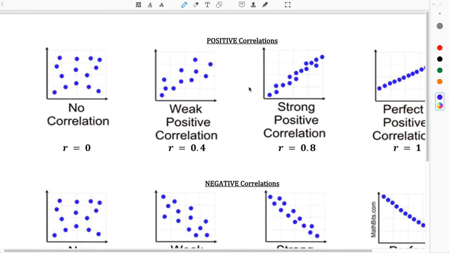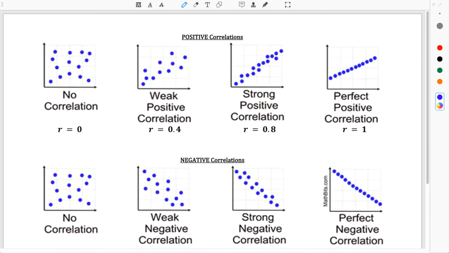All right, so let's zoom to something that makes more sense. We're going to talk about correlations. Remember, correlation is a relationship between two variables, or two things that can change. Like as x increases, y increases.